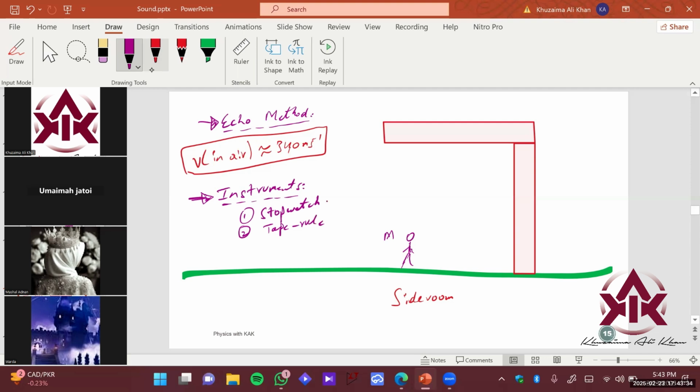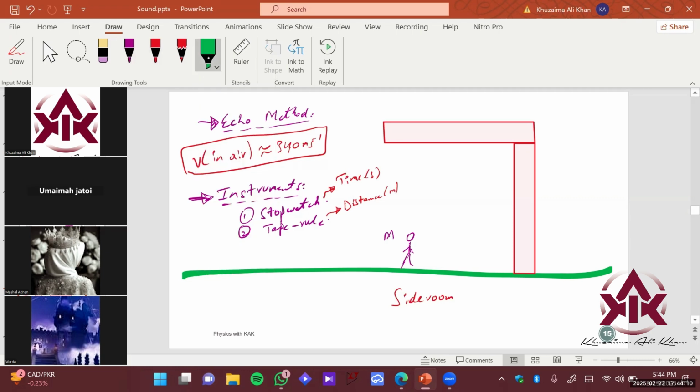So a tape rule is basically a scale which can be rolled out. You might have seen in carpet shops, they have a huge tape rule which comes out, and you can measure huge lengths, right? So let's say she's using that. Let me just iterate what each instrument will do. This instrument will measure time in seconds, and this instrument will measure the distance in meters.